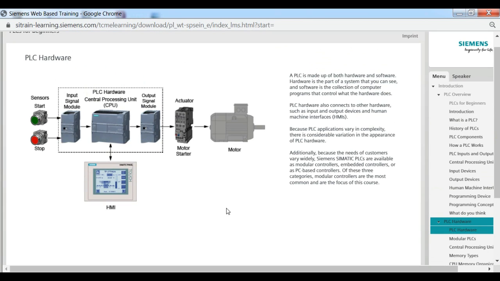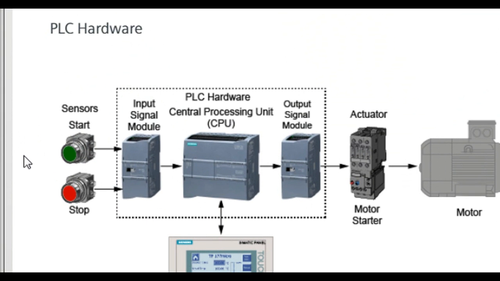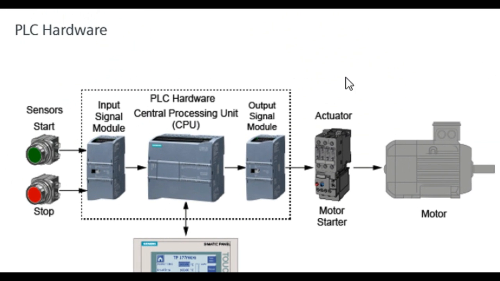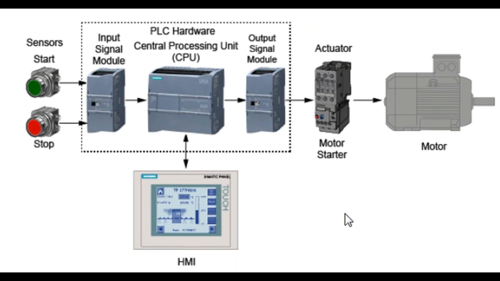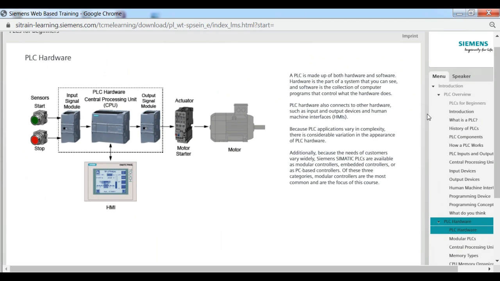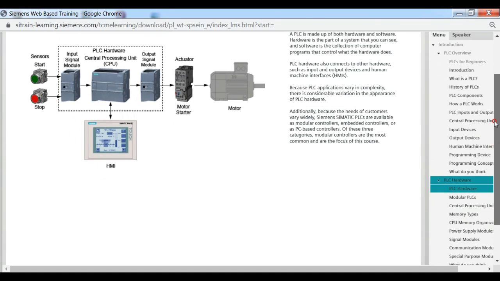A PLC is made up of hardware and software. Hardware is the part of a system that you can see, and software is the collection of computer programs that control what the hardware does. PLC hardware also connects to other hardware, such as input and output devices and human-machine interfaces, HMIs.